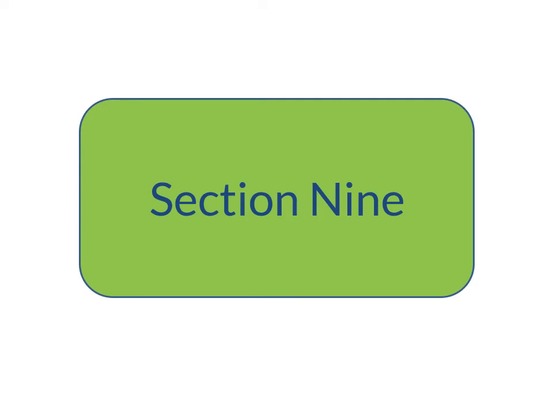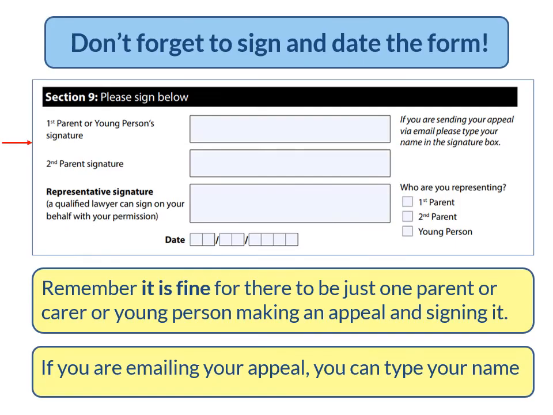Section 9 is for your signature, and parents and carers do contact our service with questions about this small section. It is fine for there to be just one parent or carer or young person making the appeal and signing it on the left side. If you are sending the appeal via email, it is also fine to type your name in the signature box.